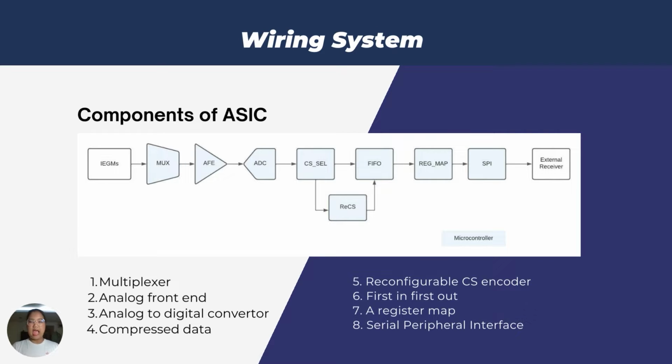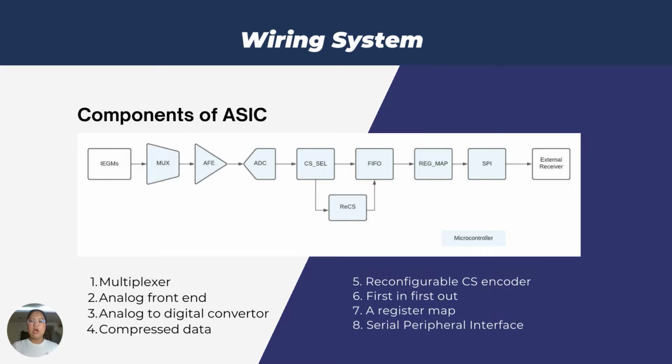And because IEGM signals come from different locations in the heart, we want to make it more accurate, so we use a reconfigurable CS encoder. Next, first in, first out stores the data with unknown address and arranges the memory in a queue, with the oldest coming first, and transfers to the A register map.